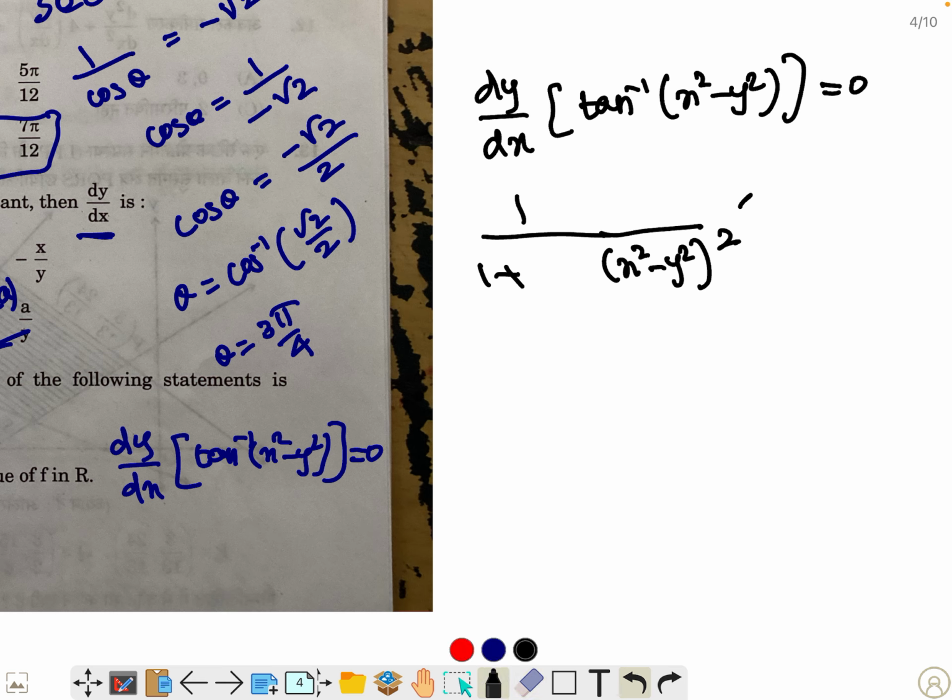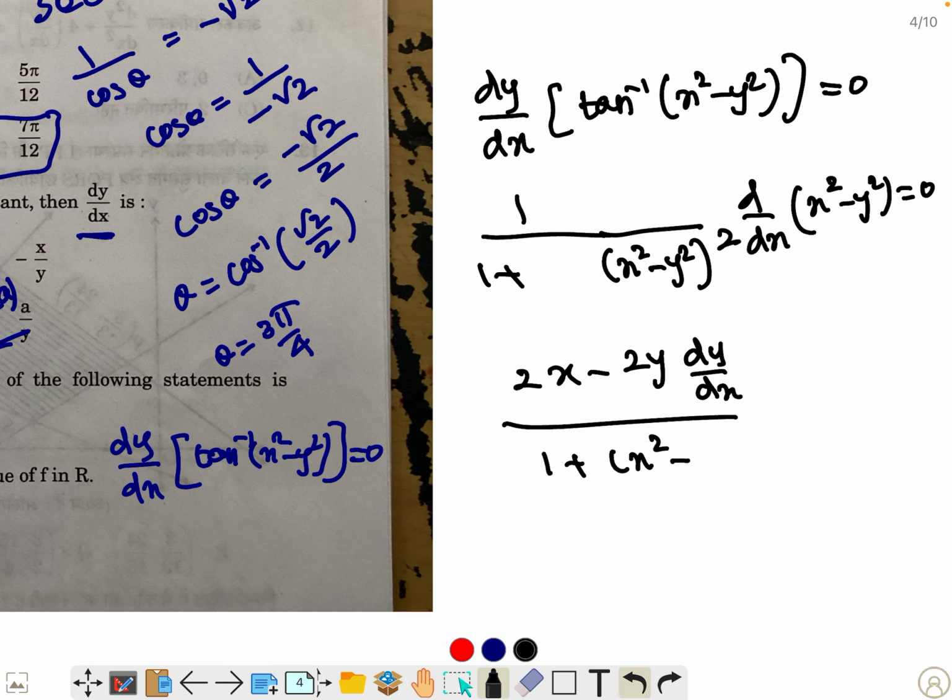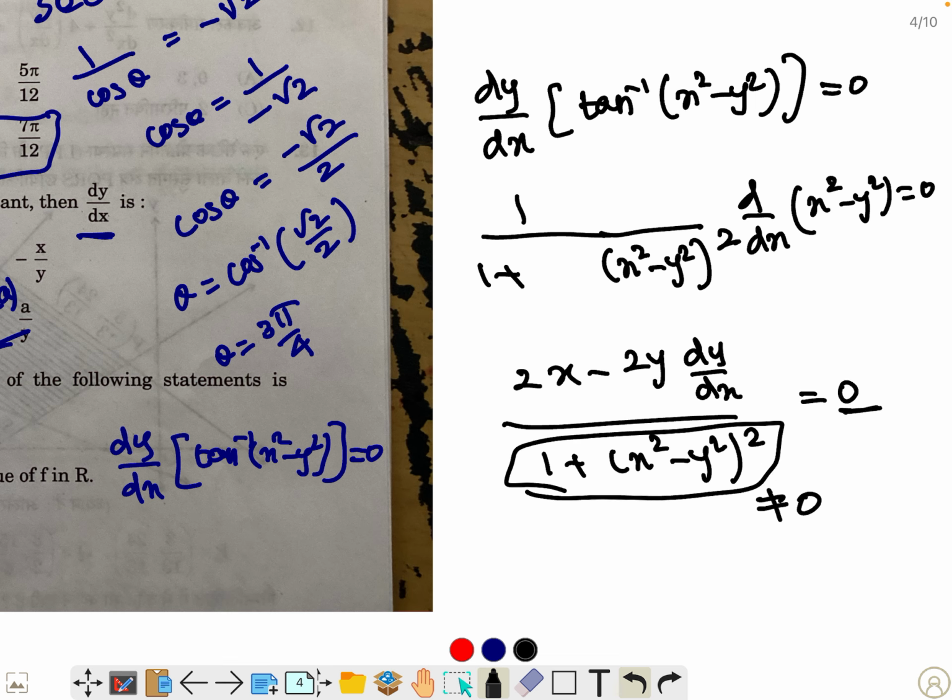And then again we need to multiply d by dx of x square minus y square equal to 0. So finally you will get 2x minus 2y dy by dx divided by (1 plus x square minus y square) the whole square equal to 0. Definitely the denominator will not equal 0, because if it equals 0 it is infinite. We all know that anything divided by 0 is infinite. So we can take the numerator alone equal to 0.